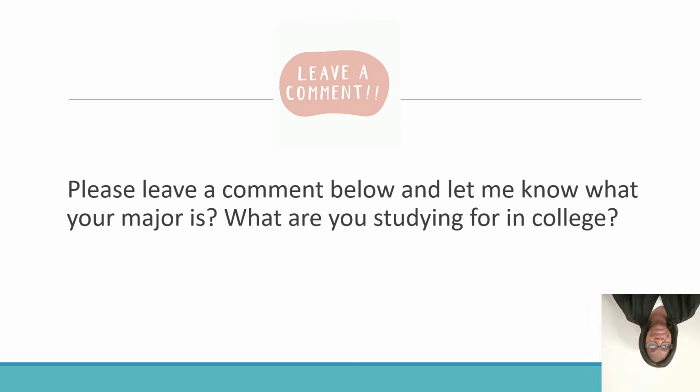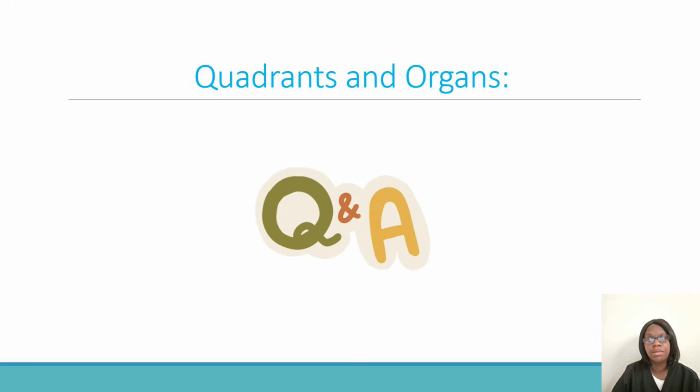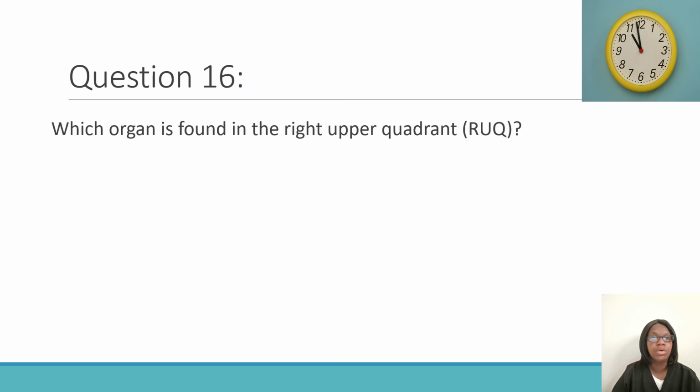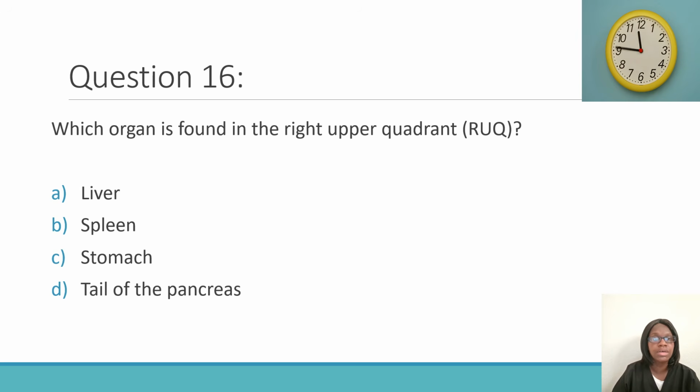All right, thank you. Now we'll talk about quadrants and organs. Question 16. Which organ is found in the right upper quadrant? You'll probably see it called RUQ. So RUQ stands for right upper quadrant. Is it A, liver, B, spleen, C, stomach, or D, tail of the pancreas?